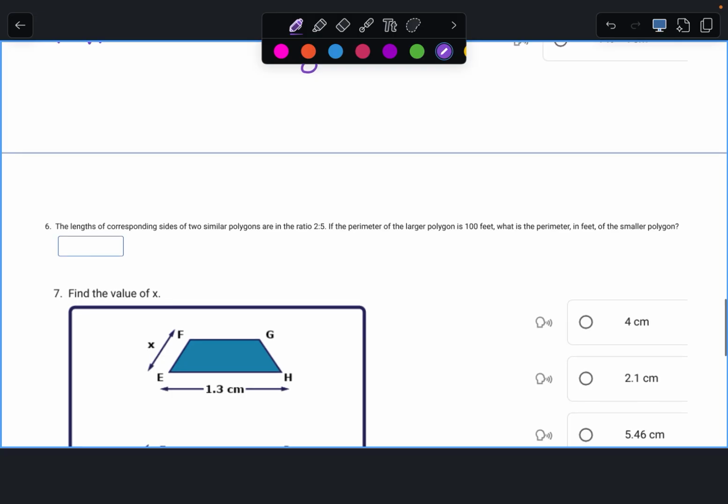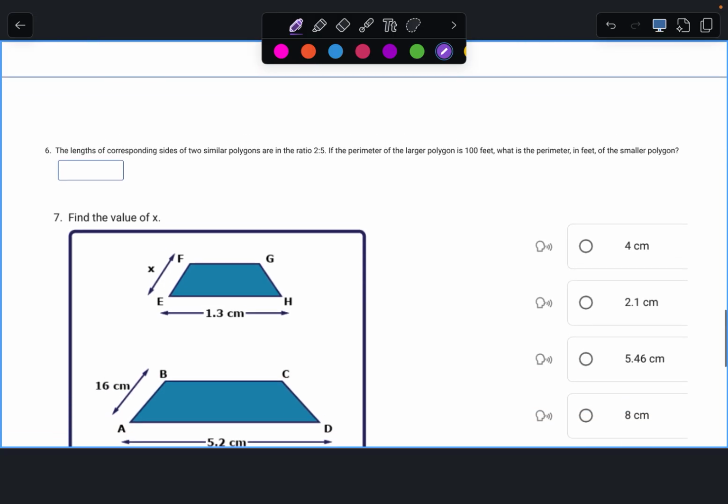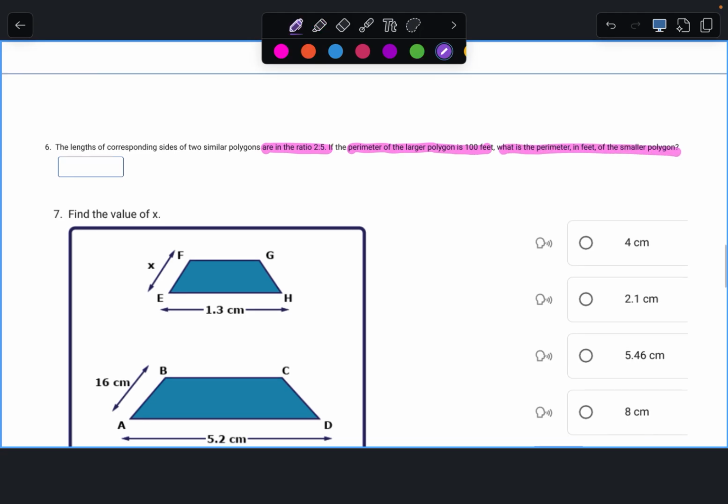All right, on number 6. The lengths of the corresponding sides of two similar polygons have a ratio of 2 to 5. The perimeter of the large polygon is 100 feet. What is the perimeter of the smaller polygon?